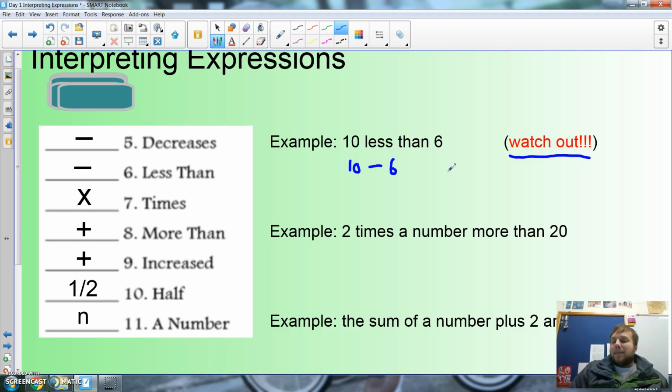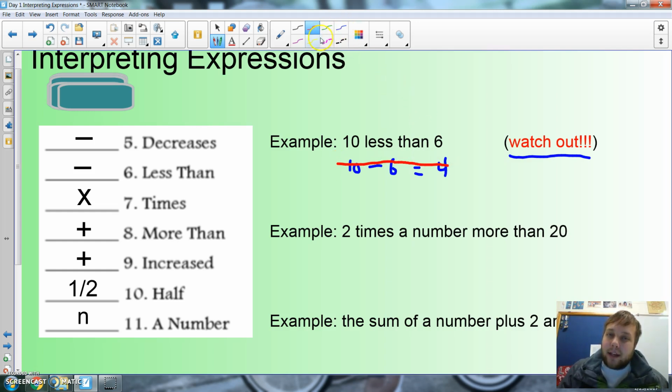However, it's 10 less than 6. So 10 minus 6 is 4, but what's 10 less than 6? If I was to say, I ate 2 cookies less than 5, how many cookies did I eat? 3, right? So it's actually the reverse. This is actually bad, don't do it in the order you read it.